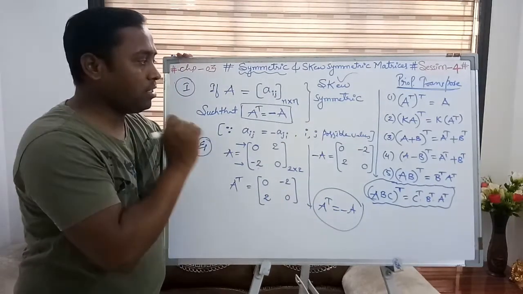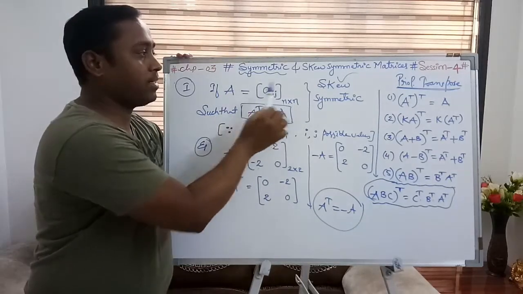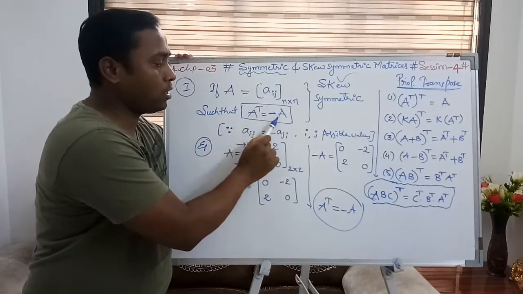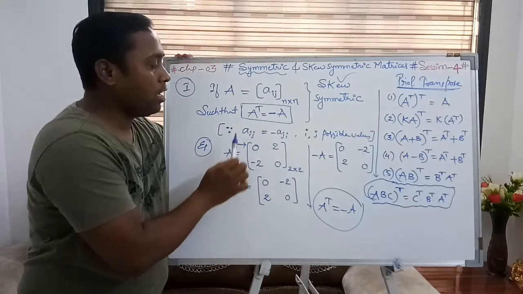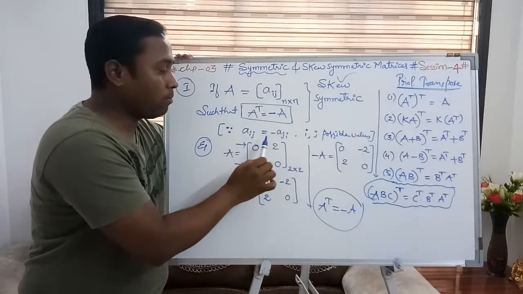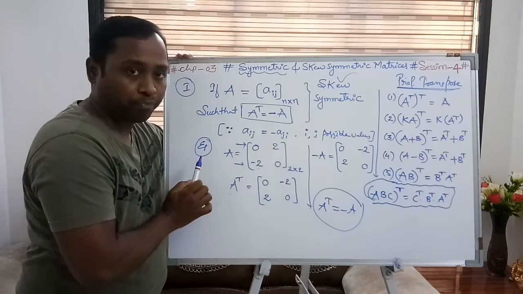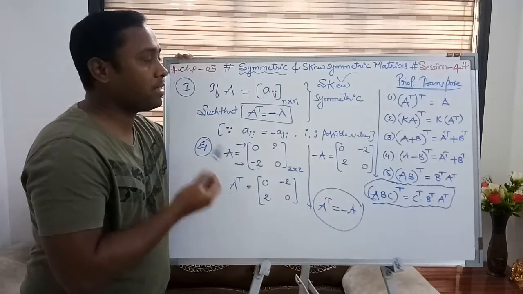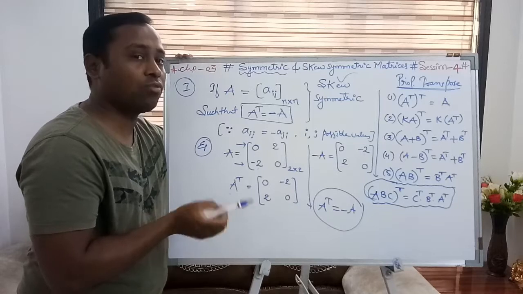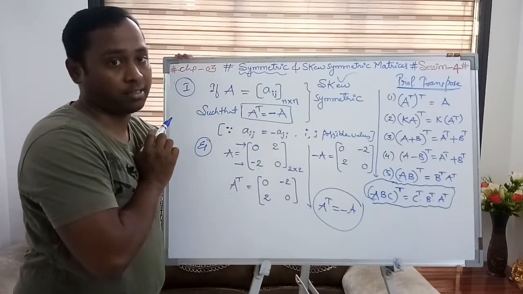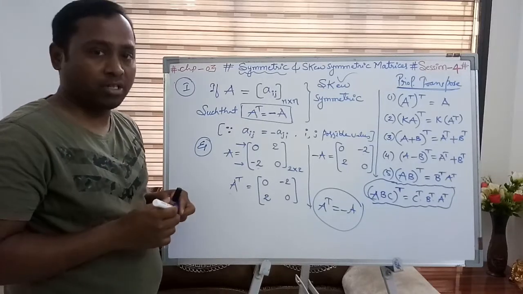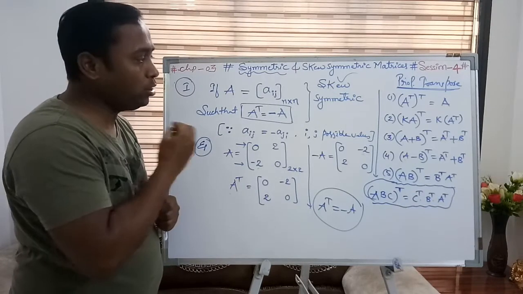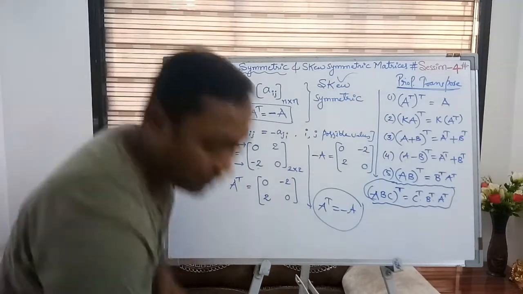I repeat. A square matrix is said to be skew symmetric if it satisfies the condition A transpose is equal to minus A, where every element A_ij becomes minus A_ji. They are reversed, and the sign also changes. So this is the second type of matrix based on the transpose concept. Now we have understood symmetric and skew symmetric matrices. Let me elaborate these two matrices in short, in symbolic form.